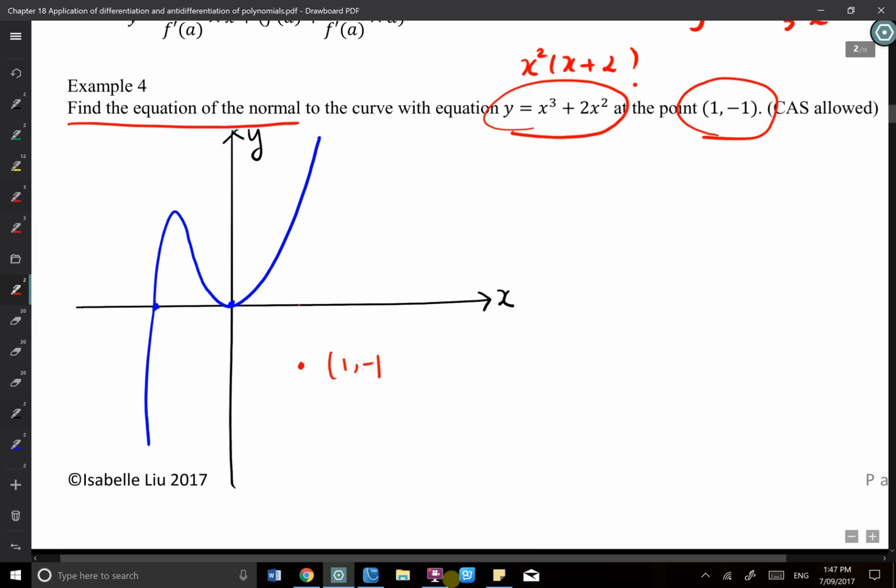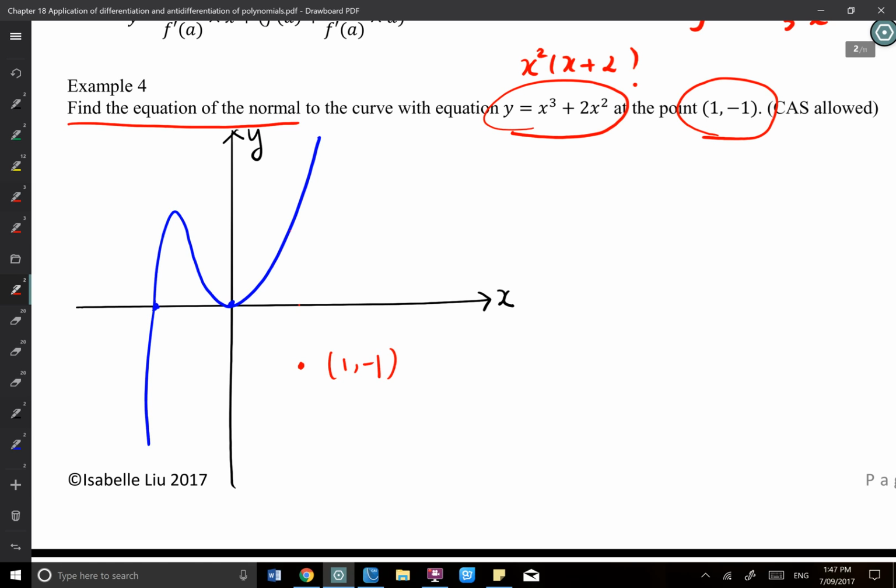-1 is here, but it's not on the graph. Obviously not on the graph. Okay, it's already in the 4th quadrant. What this question tells us is the normal line passed through this point. The normal of the curve at a point passes through this 1, -1. I don't know where it is.